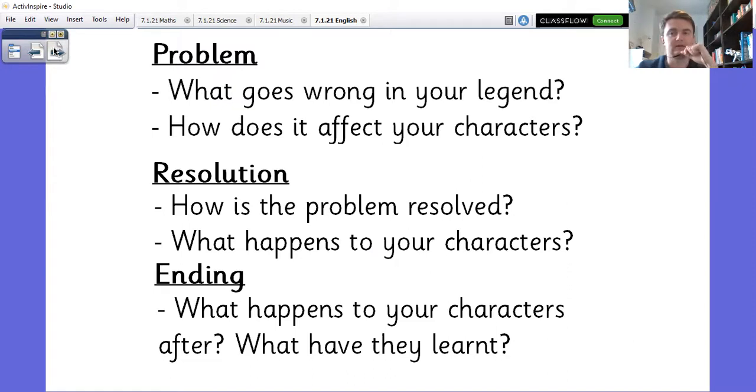And then at the ending, trying to keep the ending and the resolution separate can be quite tricky. The resolution is how the problem is solved, and then the ending is what happens after that. So almost imagining you're setting your story up for a sequel. What happens after the problem's resolved? How do the characters change? How does their experience affect their personalities or affect anything about them? And what do they learn from the situation?